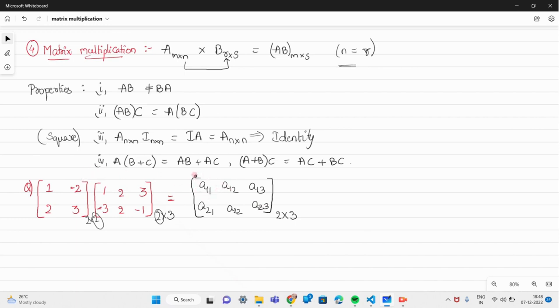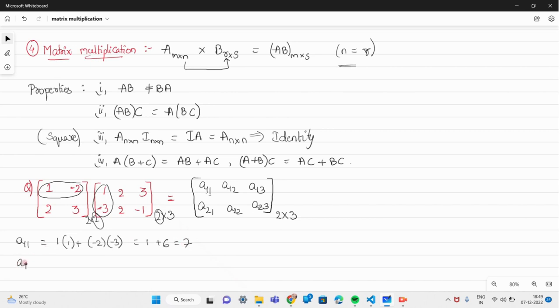To get A11, I need to multiply the first row of the first matrix with the first column of the second matrix. Here 1 and 1. First row of first matrix and first column of second matrix. So here A11 will be this multiplied by this. So it becomes 1 into 1 plus minus 2 into minus 3. It becomes 1 plus 6, which is 7.